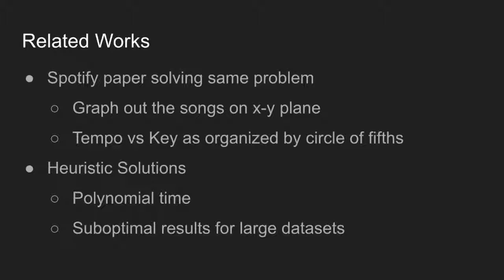I found a Spotify paper that was solving the exact same problem, and they had the same approach that I thought of, which was to graph the songs out on an XY plane. On the Y-axis you have the tempo of the song, and on the x-axis you have the key, and the key is going to be organized by the circle of fifths.